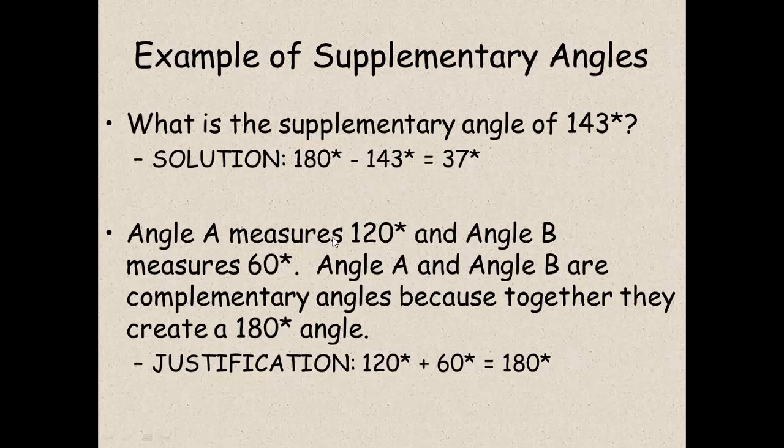Angle A measures 120 and angle B measures 60. Angle A and angle B are supplementary angles because together they create 180 degrees. Justification: 120 plus 60 equals 180. Okay.